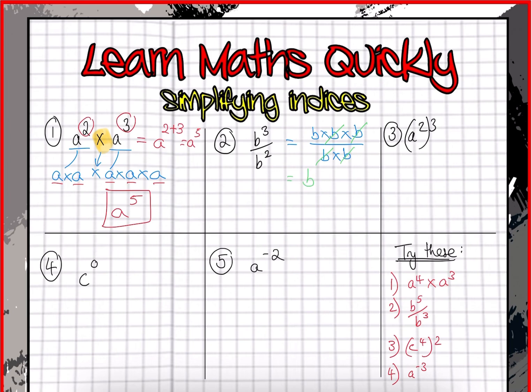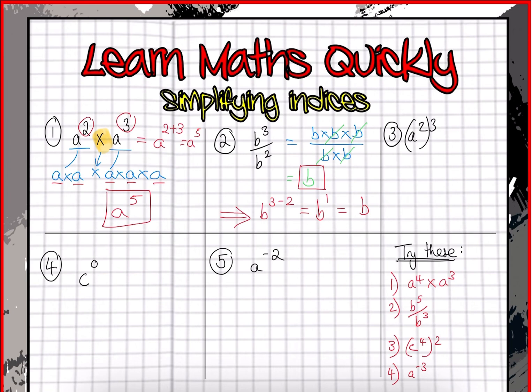Now, again, just like in question 1, there is a trick to this. When you're dividing indices, instead of adding like you did with multiplying, you take away. So that's exactly the same as saying b to the power of 3 minus 2, which leaves you with b to the power of 1, which is just b, which is, again, what we've done here in this green.